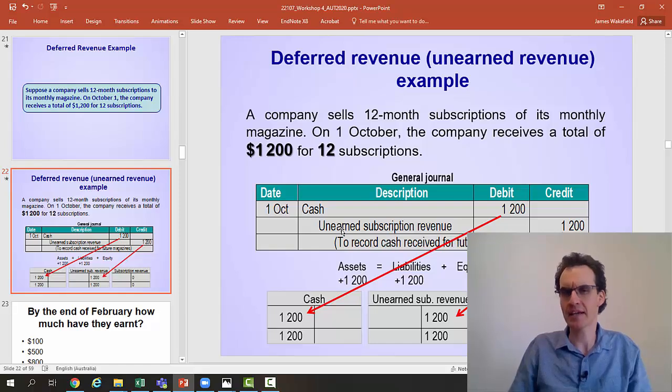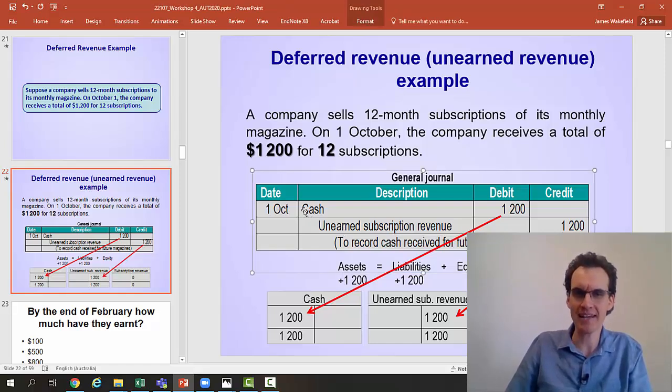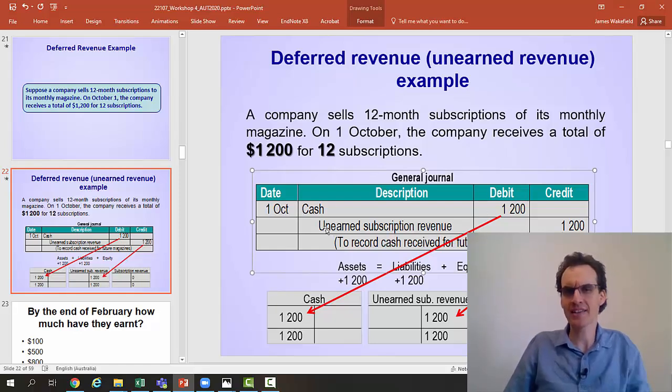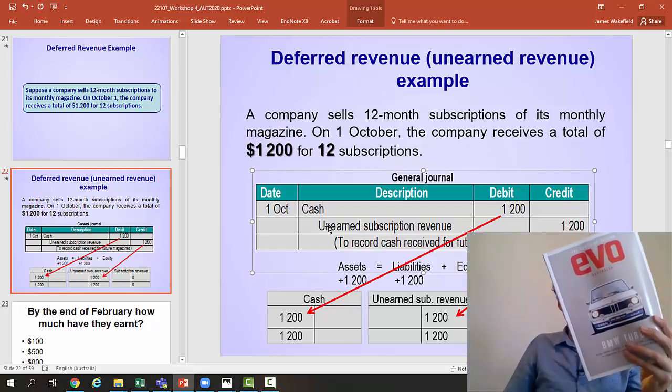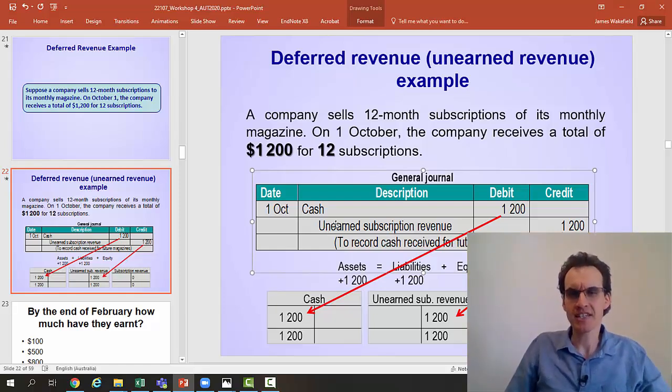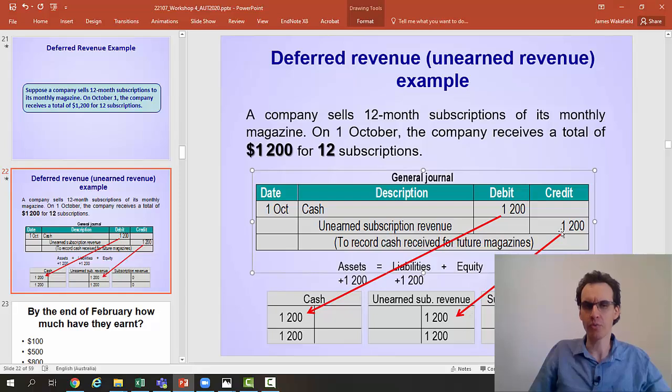Essentially what is happening is we are recording the receipt of the asset. Assets are increasing, so we debit cash for $1,200. And we are recording the fact that Evo has an obligation to its customers in the form of $1,200 worth of product that they are obligated to deliver, so future magazines. So to increase a liability, you credit the liability account, which in this case is unearned subscription revenue.